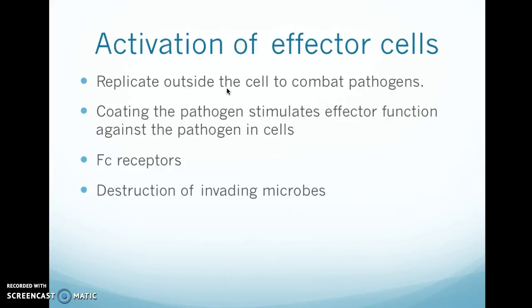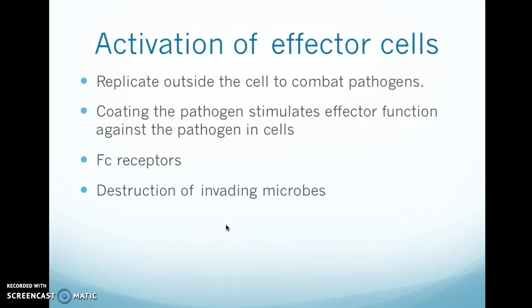So, activation of effector cells. To combat pathogens that replicate outside cells, antibodies bind to pathogens to link them together, causing them to agglutinate, which means clump together. Basically, when I hear that word, I think glue together because it kind of sounds like glue.